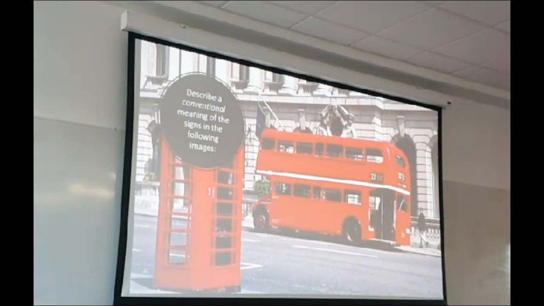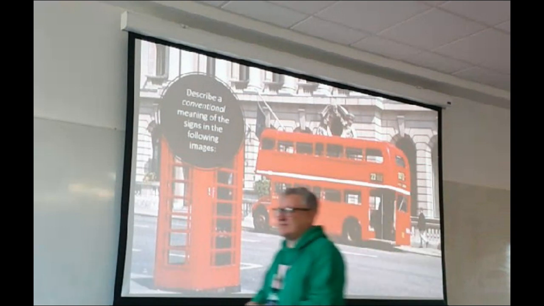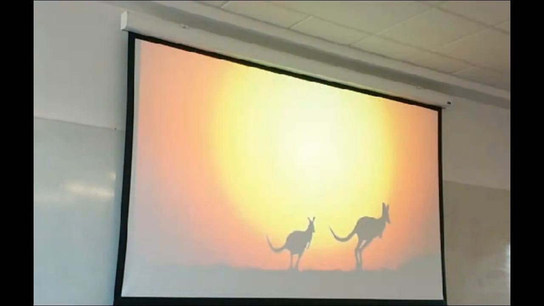I've been going back and forth to London for 40 years. I've never seen anything like that in all my time. But even I have that thing that says, that's London. That's what we call a conventional meaning. We combine those signs together and we agree that that means that thing. So let's try another. What's that?